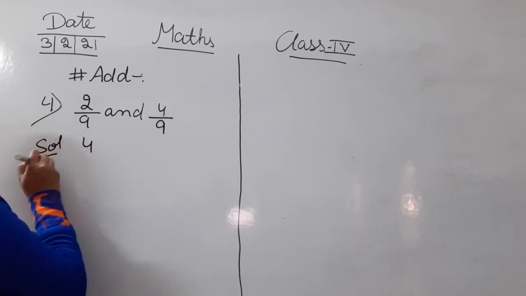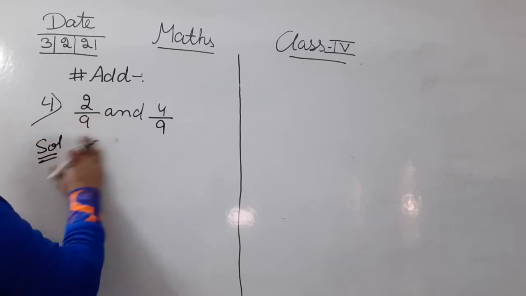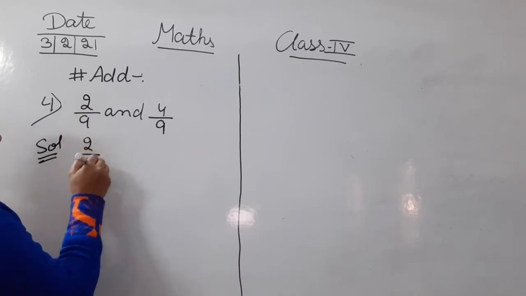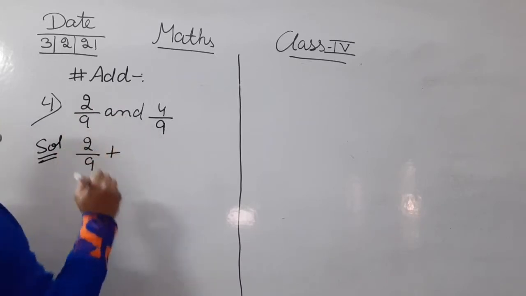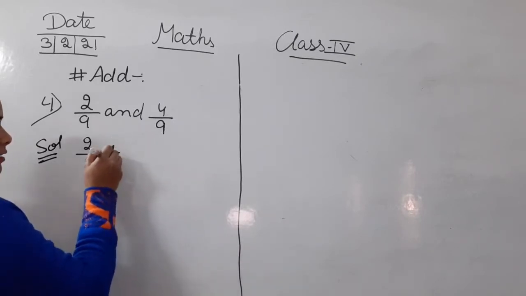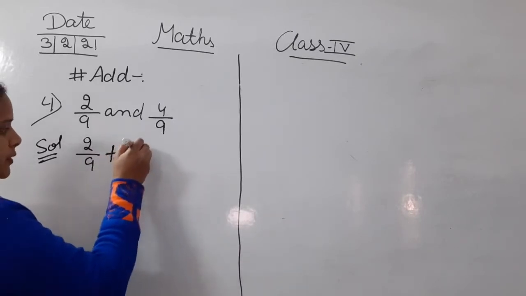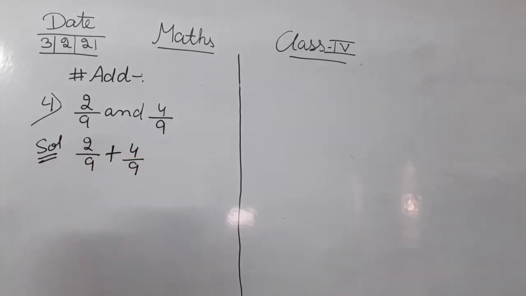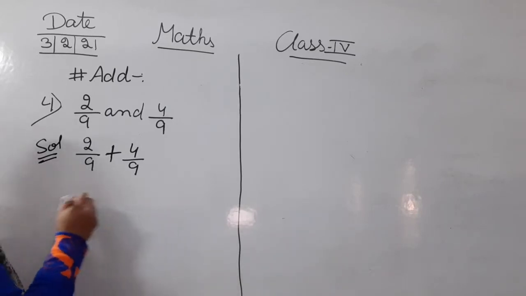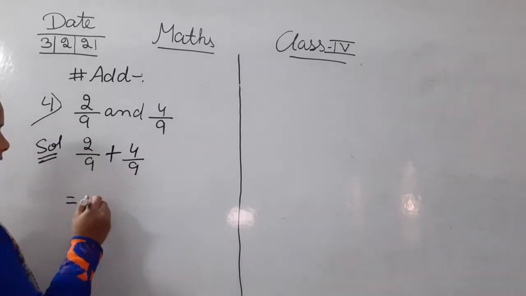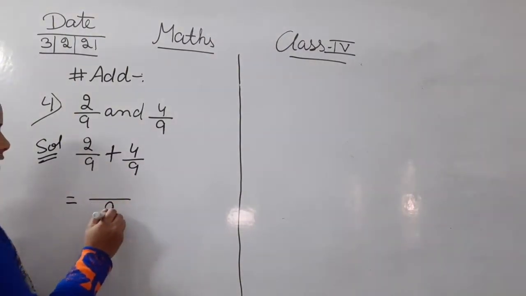So this is the solution. First of all we are going to write the first fraction, that is 2 upon 9, and as we are going to add them both, we put an addition sign here. Then 4 upon 9. Okay, these are like fractions, so they have the same denominator, that is 9. So I'll take the common denominator 9.